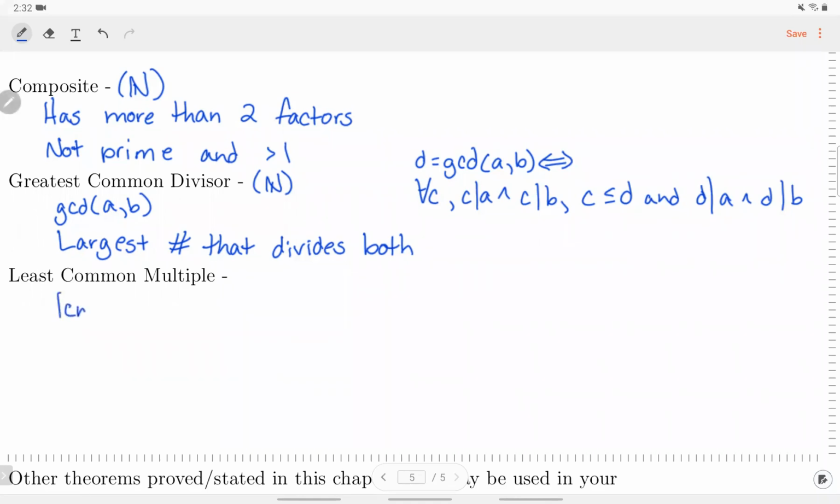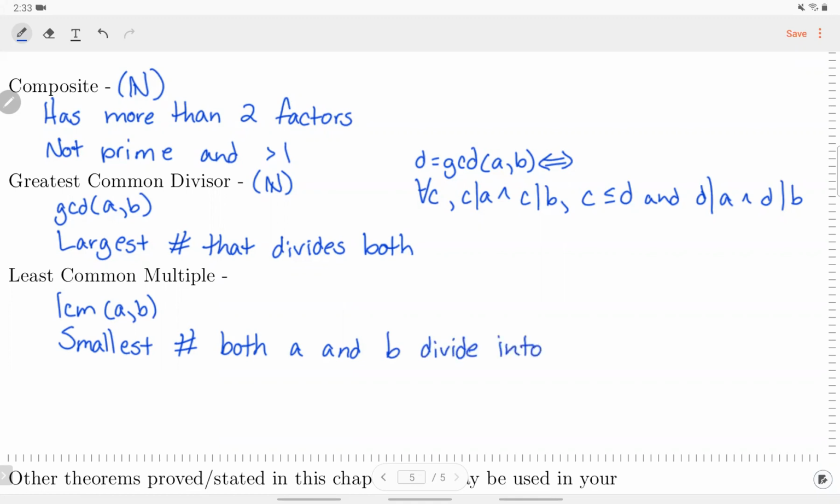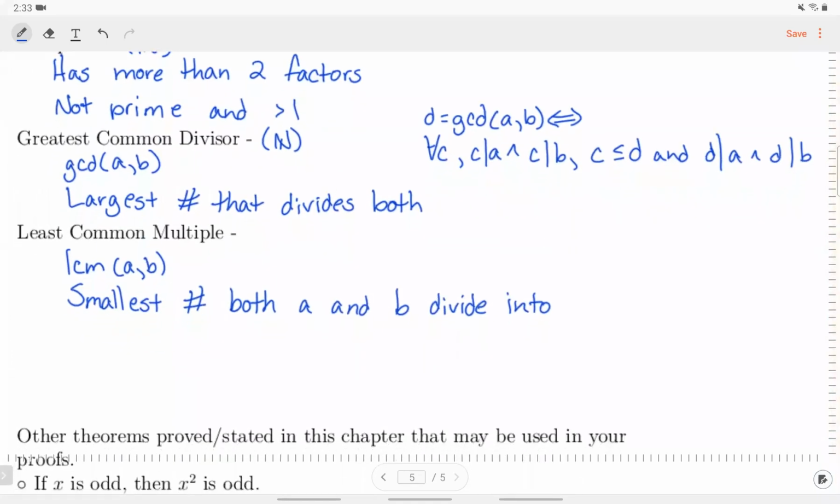Least common multiple is the smallest number both A and B divide into. Okay. So, like I said, for this homework, I don't think I put anything on there that has these words, but some of the examples in the book have them, and you want to be familiar with the definitions. We will use these more and more.